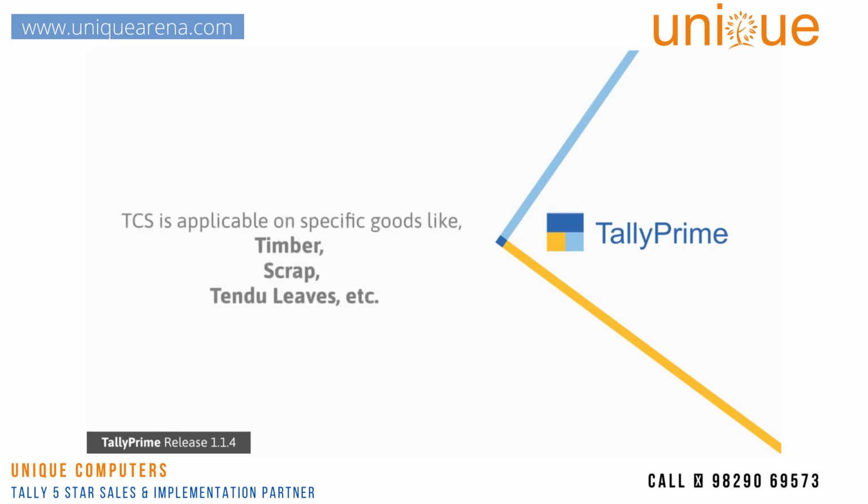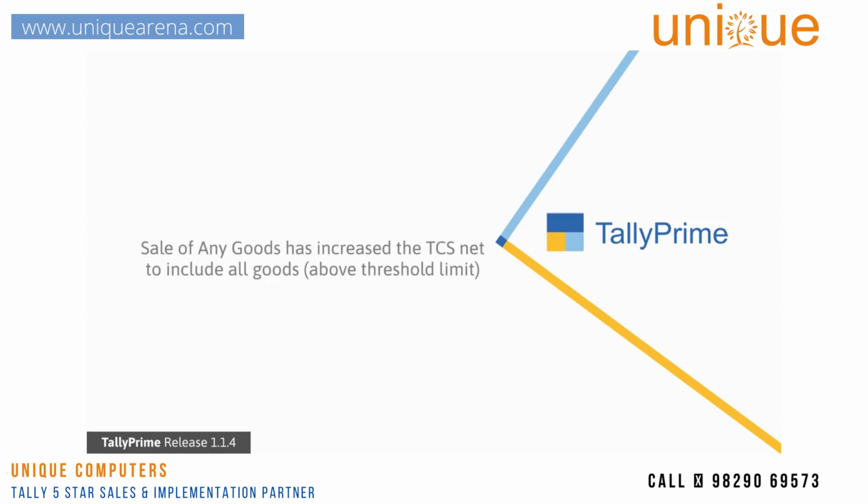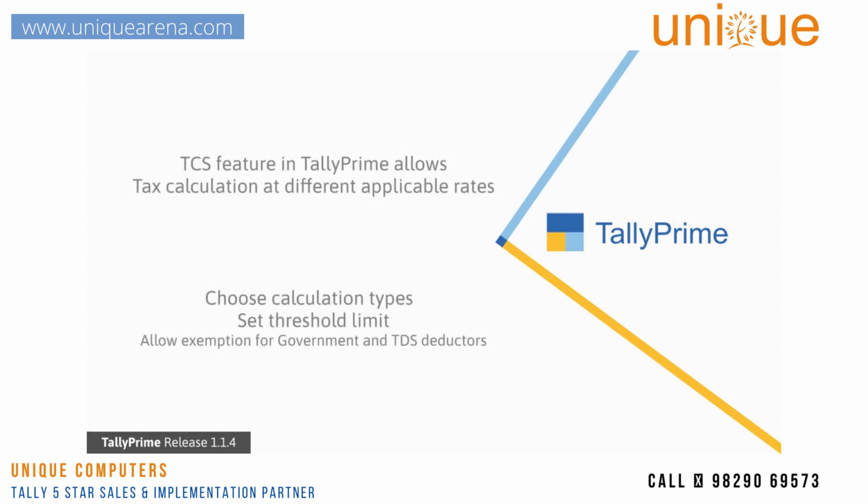Finance Budget 2021. Tax collected at source or TCS is what a seller collects from his buyer for selling specific nature of goods, for example, timber, scrap, tendu leaves, and few others. However, with introduction of sale of any goods in Budget 2021, the TCS provisions is amended to widen and deepen its tax base. The TCS feature in TallyPrime allows you to efficiently meet the compliance requirements of TCS.